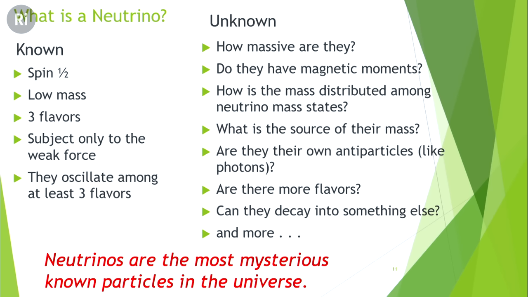There are some particles we know exist and we know a lot about. There are some that we aren't sure exist and we know very little about. Neutrinos are the only one that we know exists and we know comparatively little about.